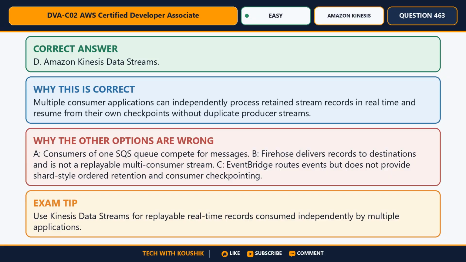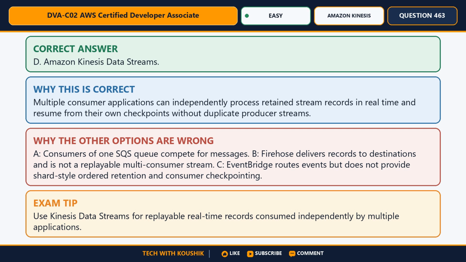The correct answer is D, Amazon Kinesis Data Streams. Here is why. Multiple consumer applications can independently process retained stream records in real time and resume from their own checkpoints without duplicate producer streams. Why are the other options not correct?